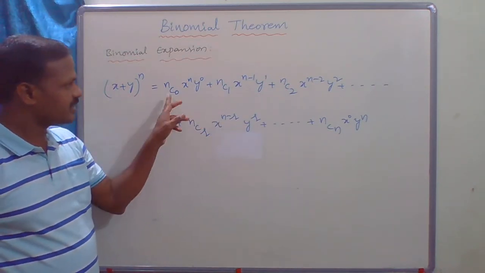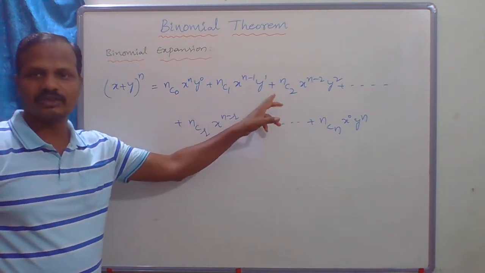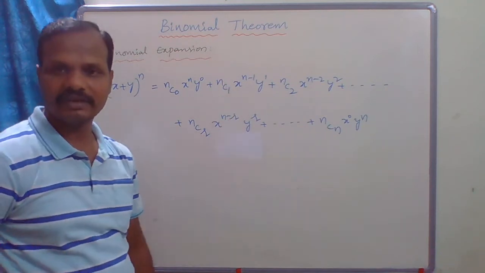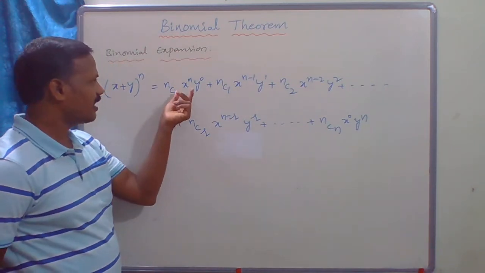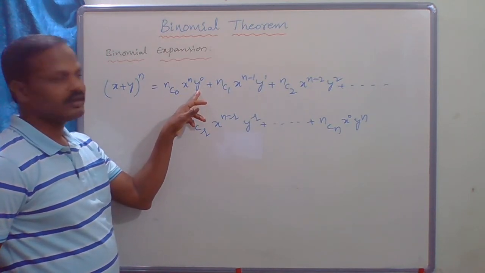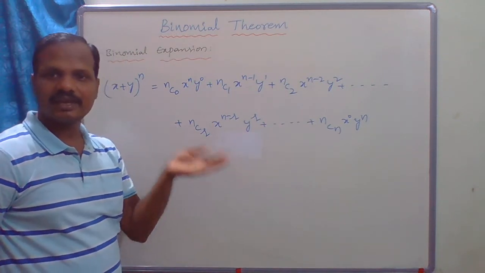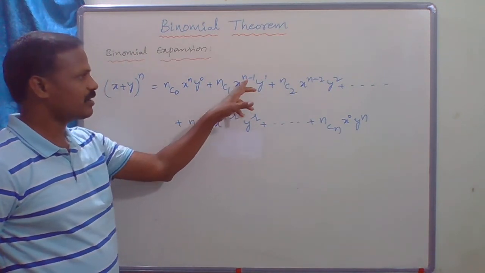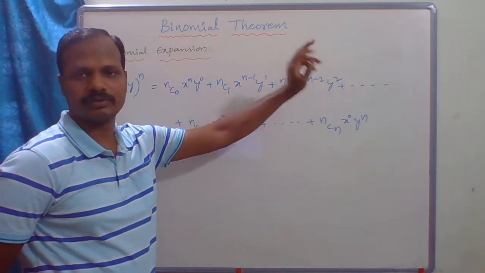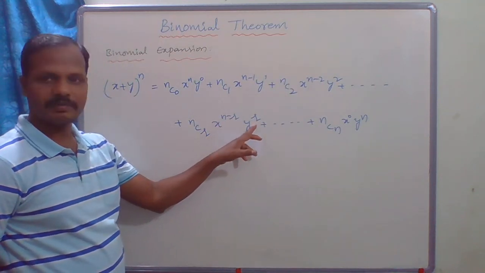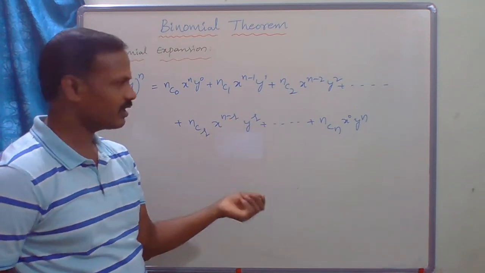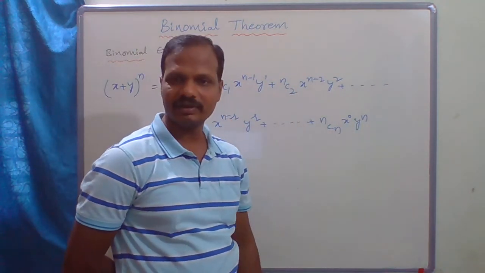Here the coefficients are nC0, nC1, nC2, nC3, nCr, and so on, nCn. Now observe the x and y terms: x^n, y^0. Next, x will decrease and y will increase, so x^(n-1) y^1, x^(n-2) y^2, x^(n-r) y^r. The sum of these powers is n. Then x^0, y^n.